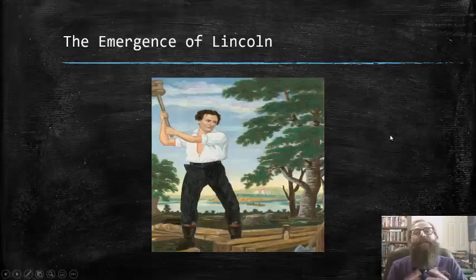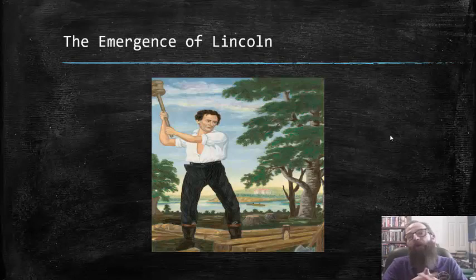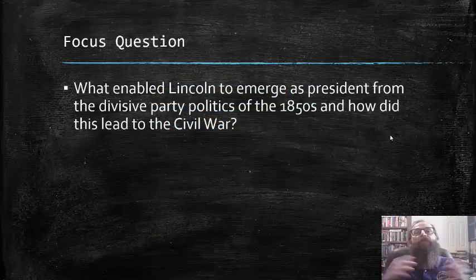Welcome back again, everyone. This is the fifth and, yes, final installment of our Chapter 13 lecture series. This section is entitled The Emergence of Lincoln. The focus question for this section is what enabled Lincoln to emerge as president from the divisive party politics of the 1850s, and how did this lead to civil war?